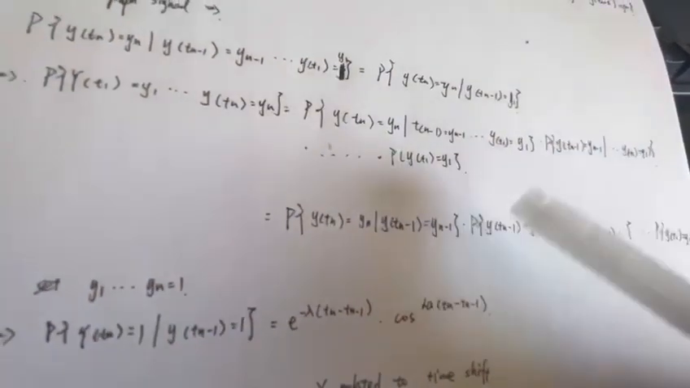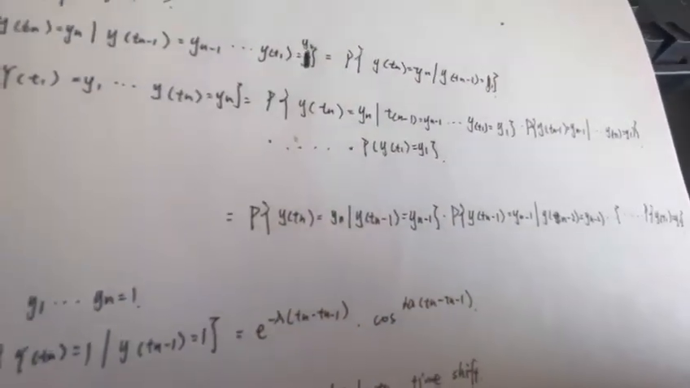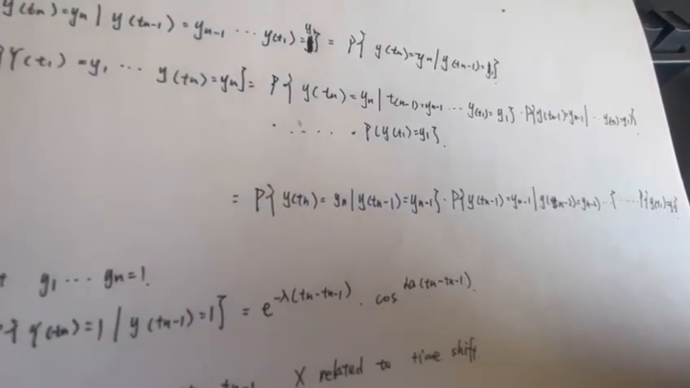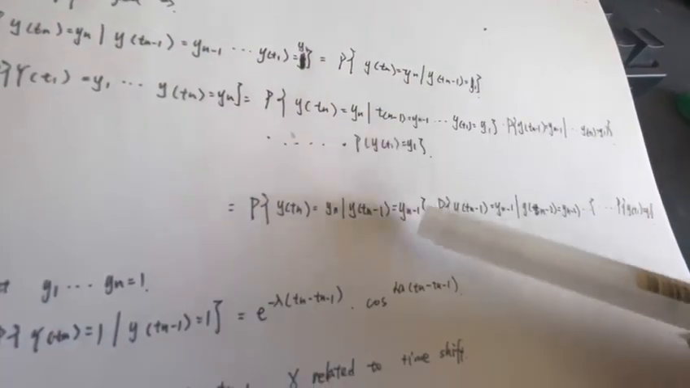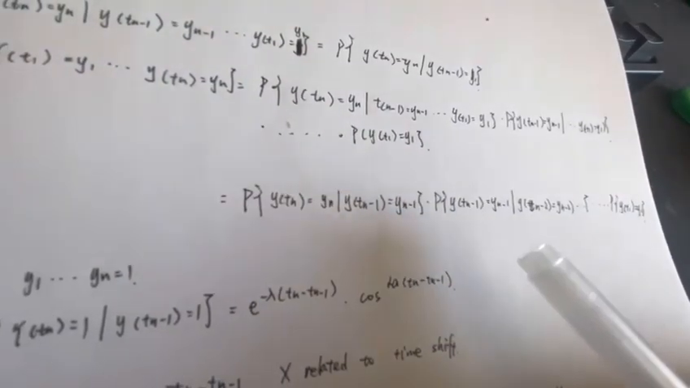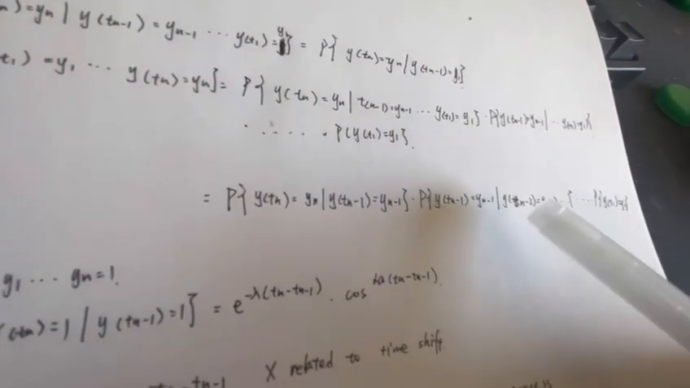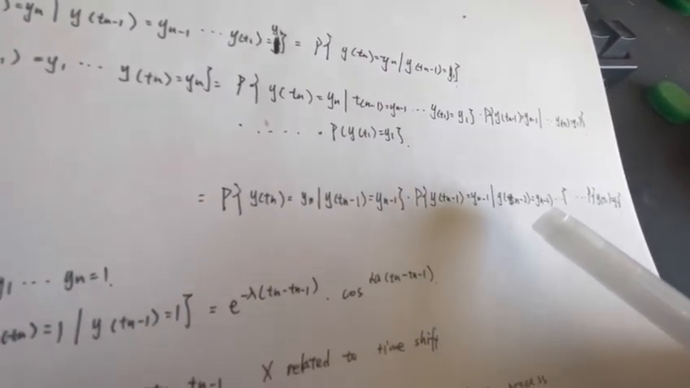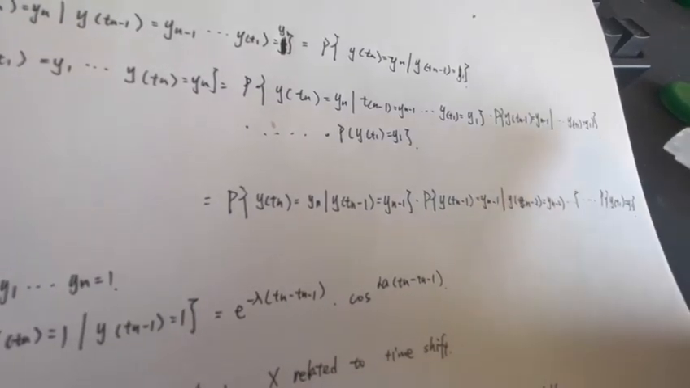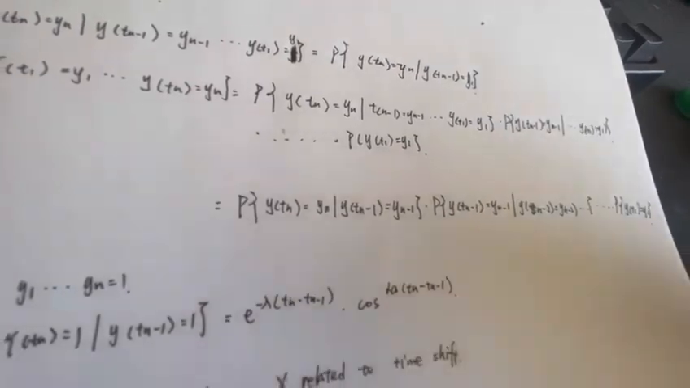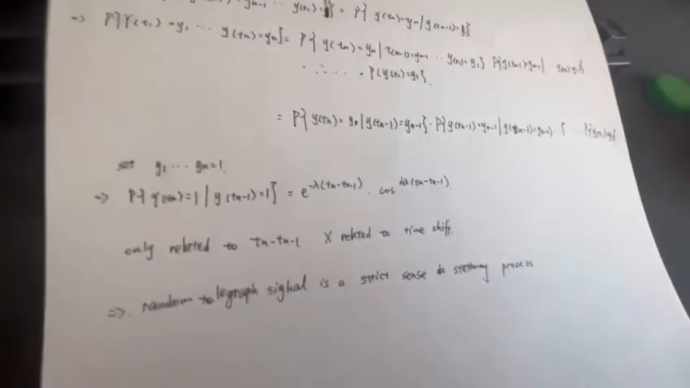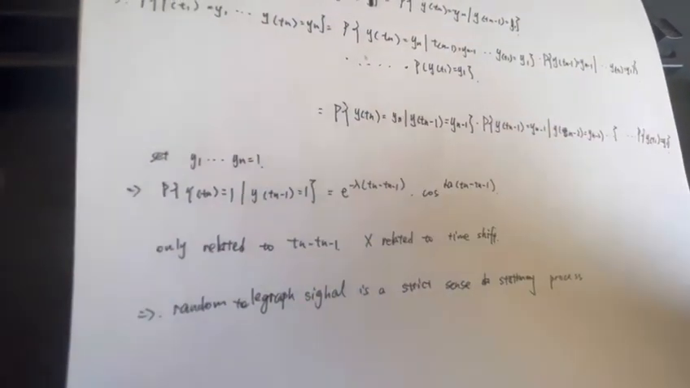The right part of this equation will be equal to the probability of Y(tn) equals yn on the condition that Y(tn minus 1) equals yn minus 1, since we use the equation right here to change this form into this form, times the probability of Y(tn minus 1) equals yn minus 1 on the condition that Y(tn minus 2) equals yn minus 2, times the same form starting from tn minus 2, all the way to the probability of Y(t1) equals y1.